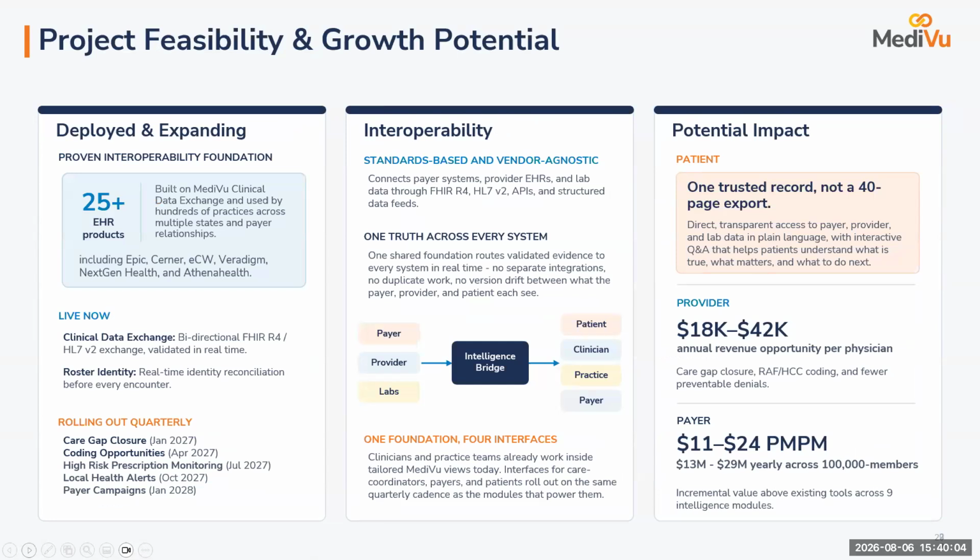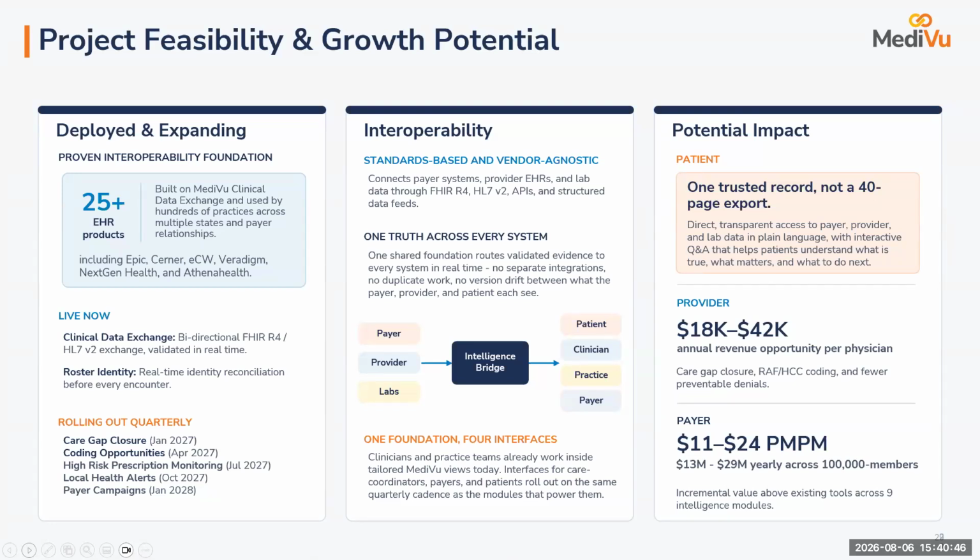And this isn't theoretical. The first phase of our 3-part platform is live and expanding. MediVu's Connect layer is operational today across hundreds of practices in multiple states, exchanging data bidirectionally with more than 25 different EHR products, including Epic, Cerner, ECW, and Athena Health. We are built natively on the interoperability standards that ONC has adopted. We are now deploying the process layer, where we validate every clinical event against confirmed actions, coding opportunities, and claim accuracy in real time. And ACT, our patient-facing delivery layer, is what you just saw Maria use.